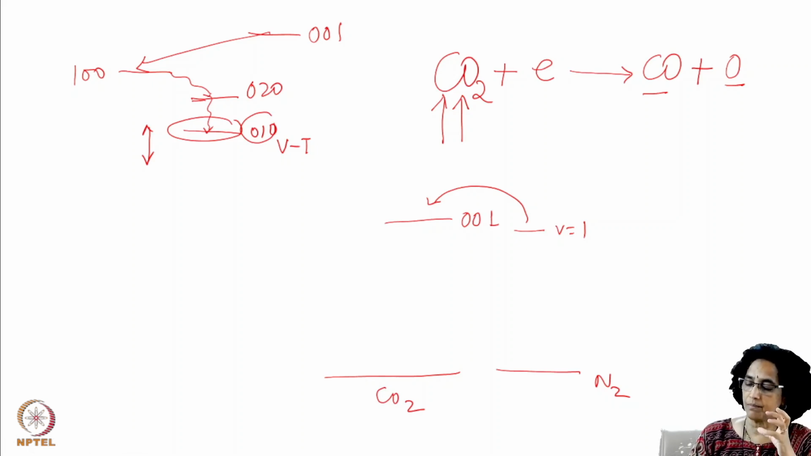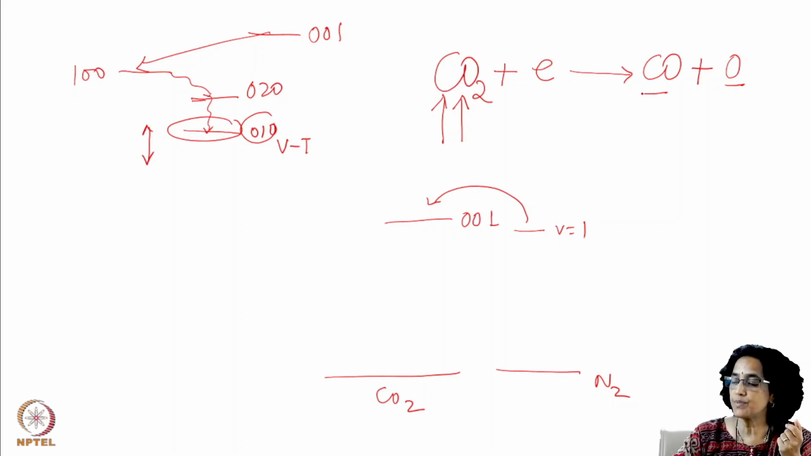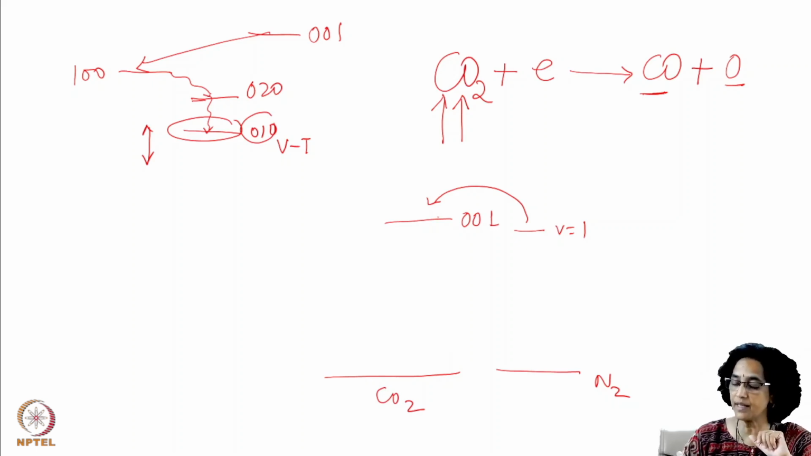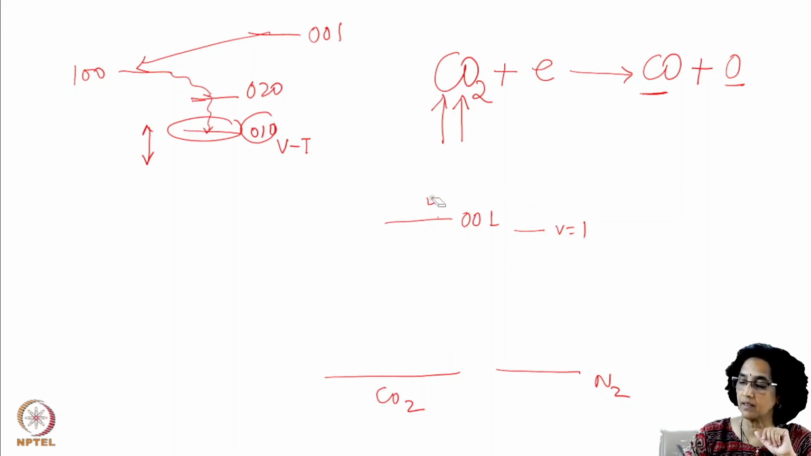Now, nitrogen is allowing us for selective excitation, but this CO has the effect of depopulating the lower laser level and thereby killing the population inversion. So that is a problem with the formation of CO.